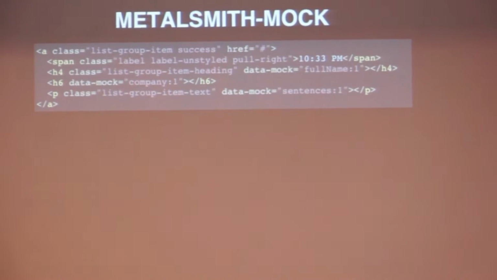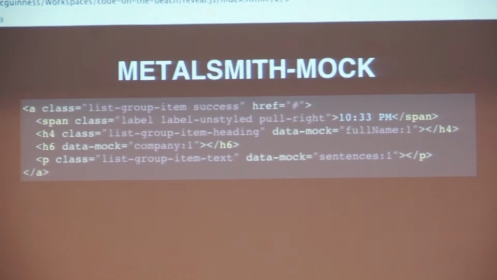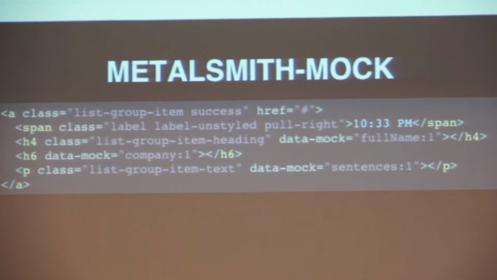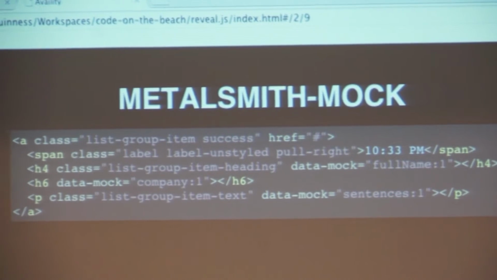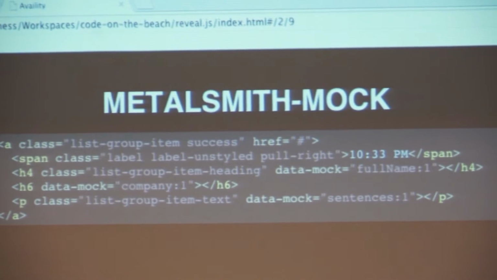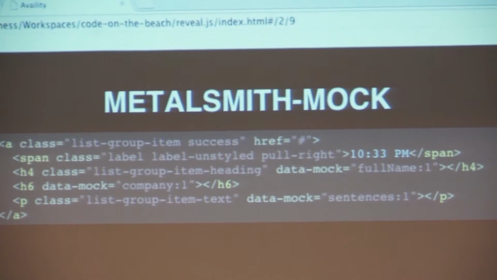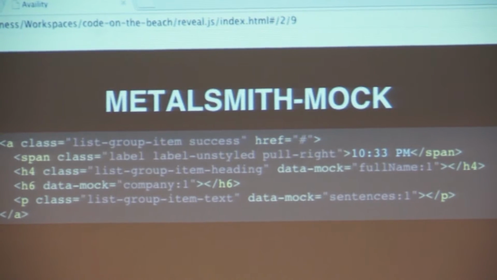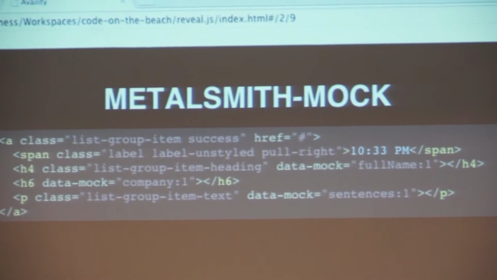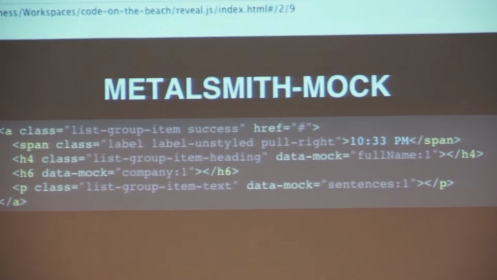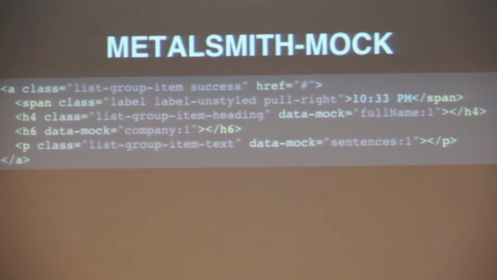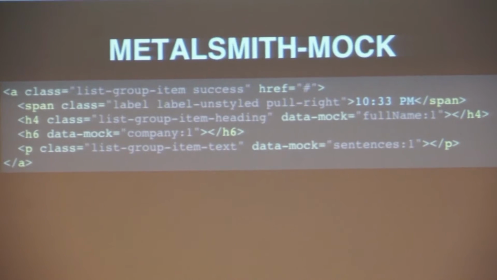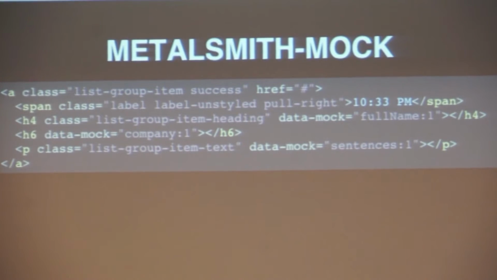Here's a snippet for how you would use Metalsmith Mock. And what I was finding is that I was creating a lot of fake data, like lorem ipsum kind of stuff. But I wanted a little more than that. So I wanted to be able to create a real name or a real address. Because when you're demoing this stuff out and you have fake data, people lose, I guess, their ability to understand what you're trying to present if it's full of non-real information.